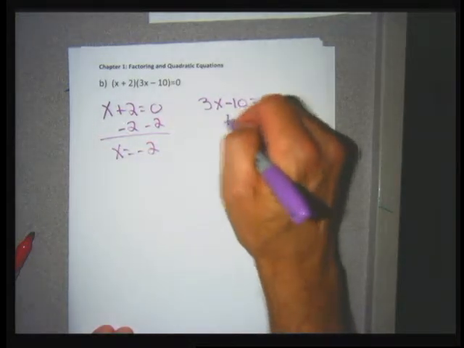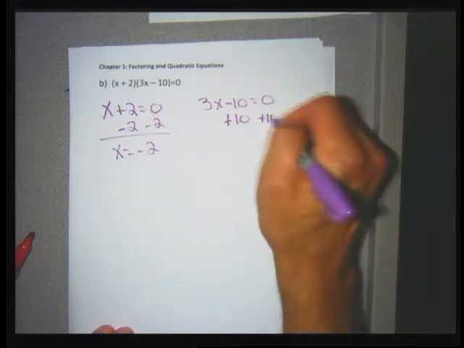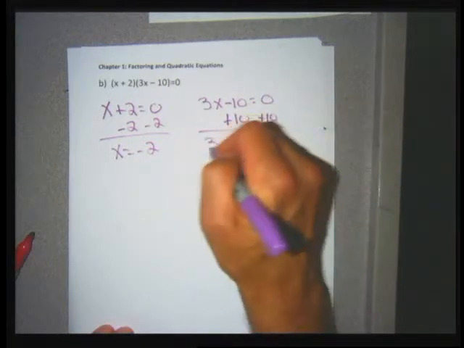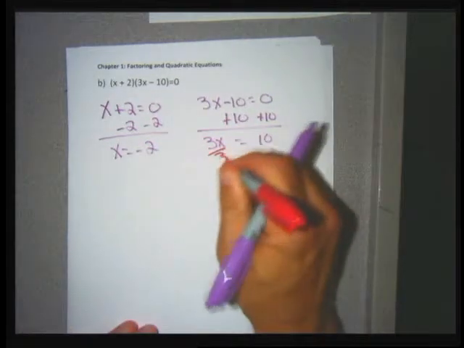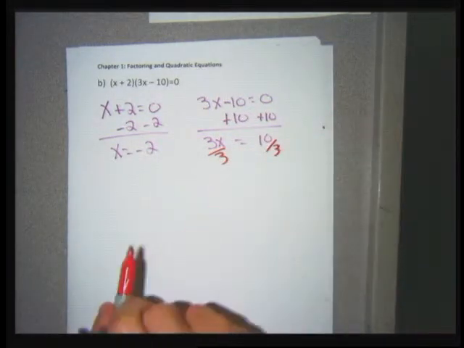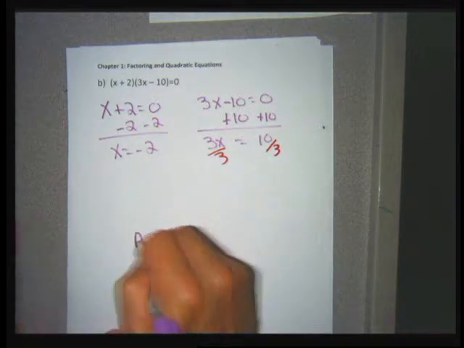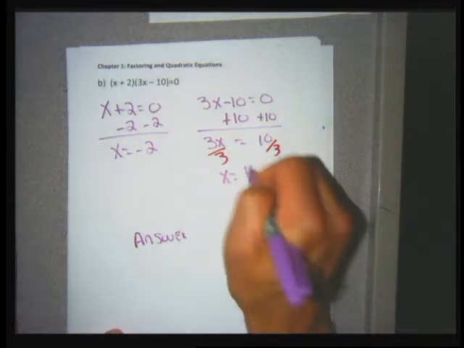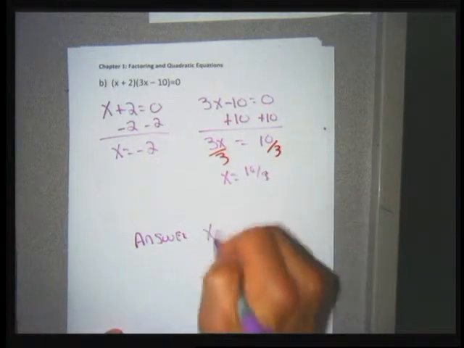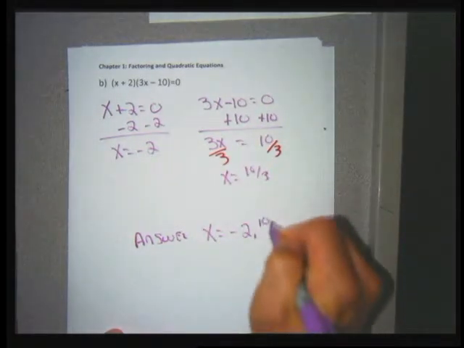The 3x minus 10 is going to take 2 steps. You're going to plus 10, which will take you to 3x equal to 10, and then divide by 3, and that's going to give me x equal to 10/3. So for my answer, I'm going to say x equals negative 2 and positive 10/3.